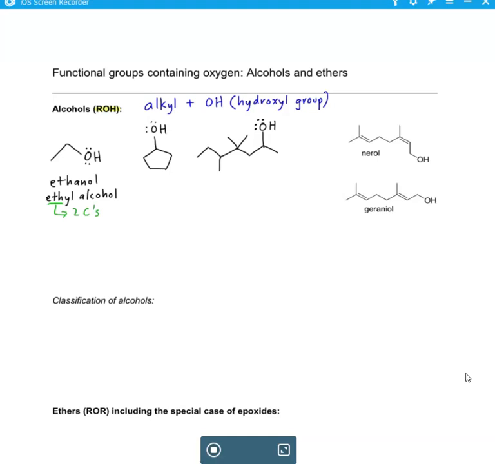Some examples of natural products. These two, shown to the right, are used in the perfuming industry. They include not only the alcohol functional group, but they include alkenes as well. So remember, a molecule doesn't have to be limited to just one functional group. It can belong to more than one class. Perhaps a special case of an alcohol would be this one. We can call this an aromatic alcohol or a phenol. And that would just be benzene with an OH group.